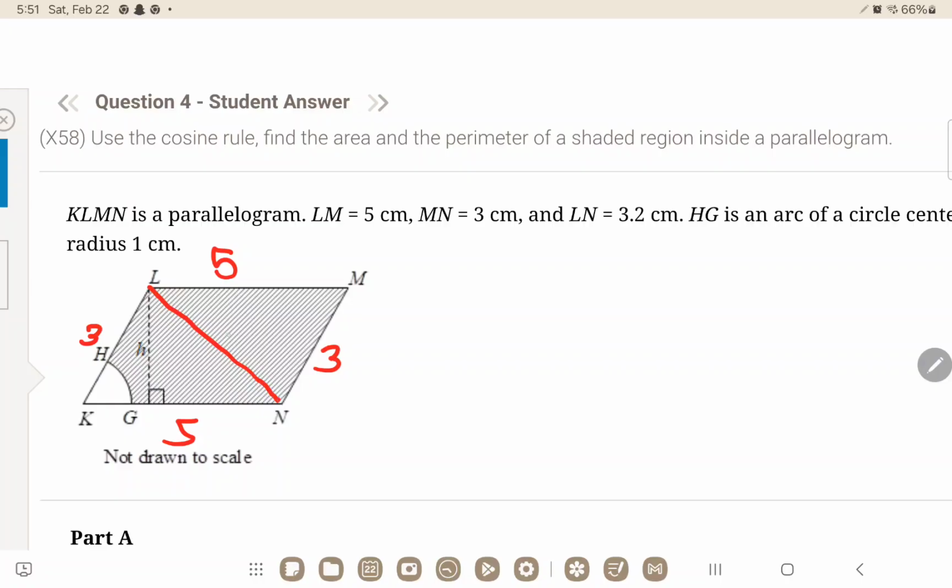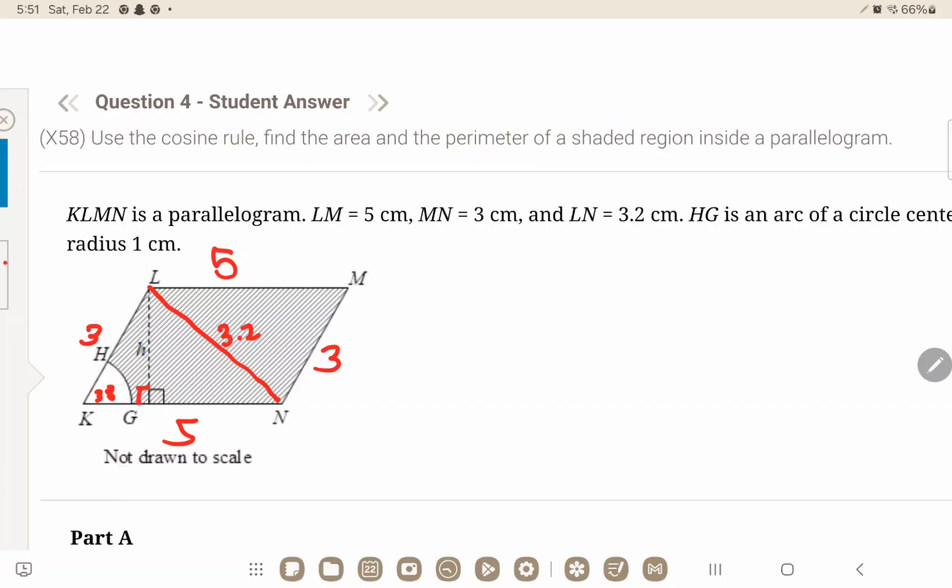And this is 3.2. Now for this area, we know that we need h times the base. How do we find h? What do we know? That this angle is 38, right? And that we can use, because this angle is 90. So what do you have? You have a right triangle.